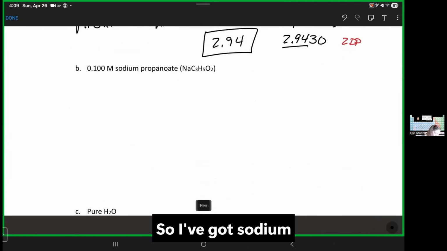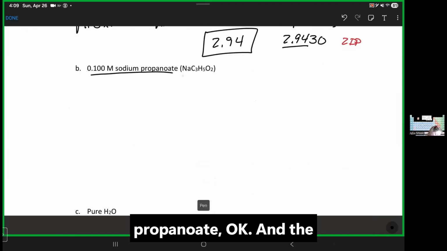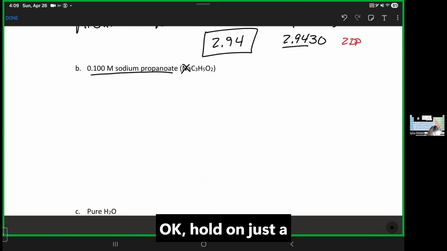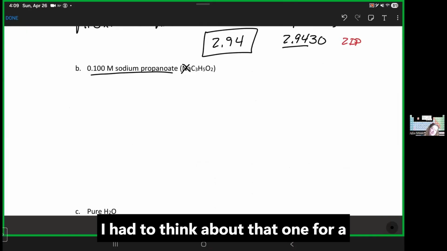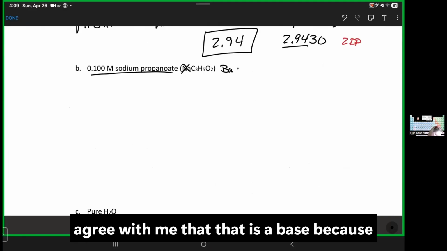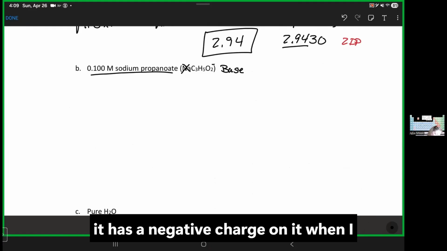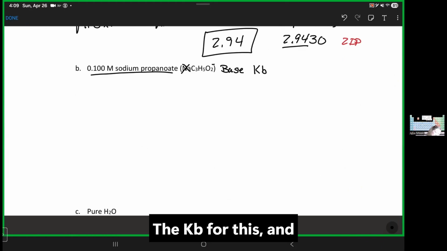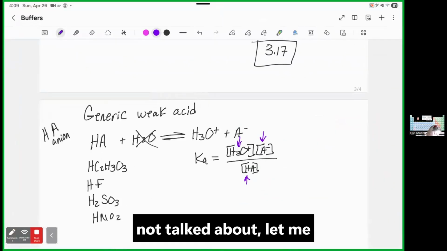Okay, so I've got sodium propanoate. Hold on just a second here. I had to think about that one for a second. Do you agree with me that that is a base, because it has a negative charge on it when I take the sodium off? So we need the Kb for this, and this is something I have not talked about. Let me pop back over here.